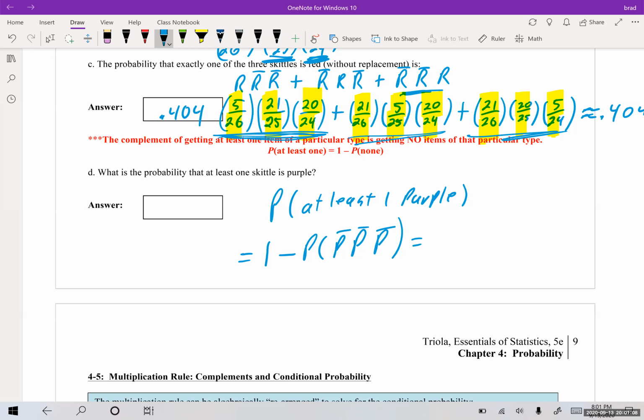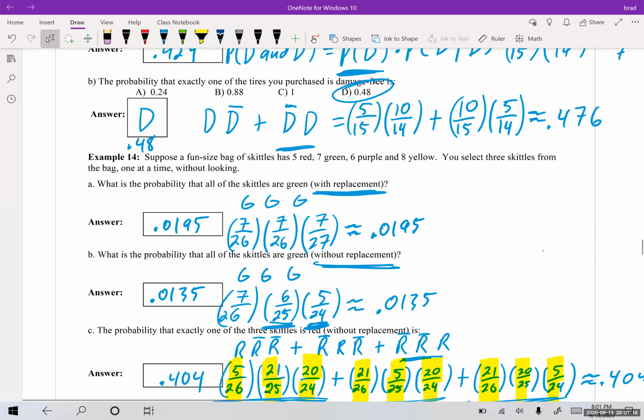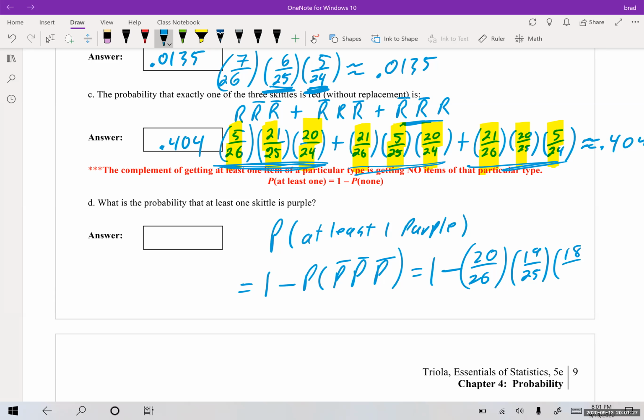Okay, so then this will be 1 minus. Now, what's the chance of not getting a purple? So how many non-purples are there? Well, there's 6 purples, so that means there's 20 non-purples. So I'm going to do 20 out of 26 for not purple. Now there's only 19 out of 25. Now there's only 18 out of 24. So when we do this and we hit enter in our calculator, we should get 0.562 if you round off.